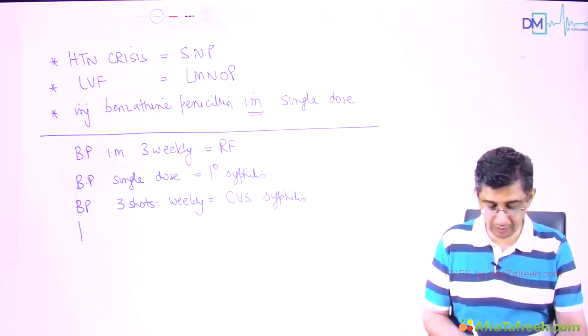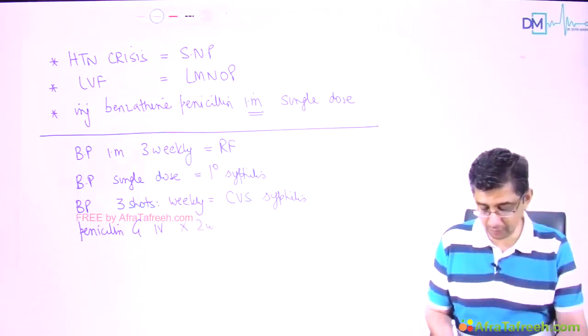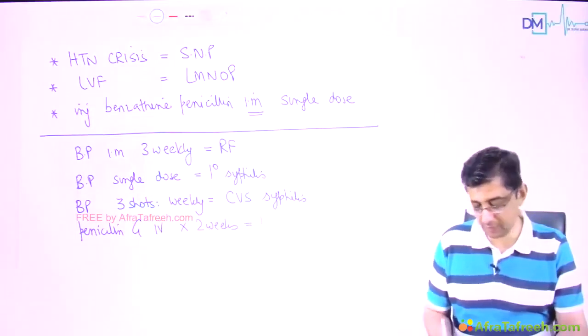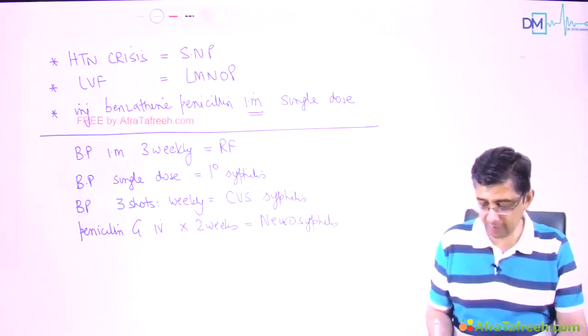And last but not the least, crystalline penicillin G, that is penicillin G plain, would be given intravenously for 2 weeks for management of patients of neurosyphilis. The best test for diagnosis of neurosyphilis is CSF VDRL.